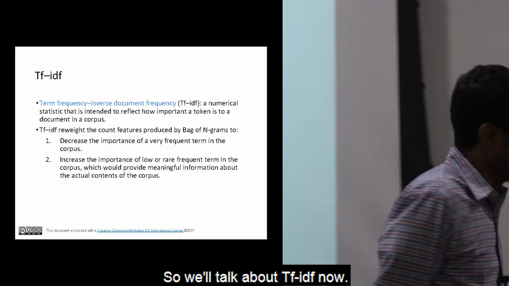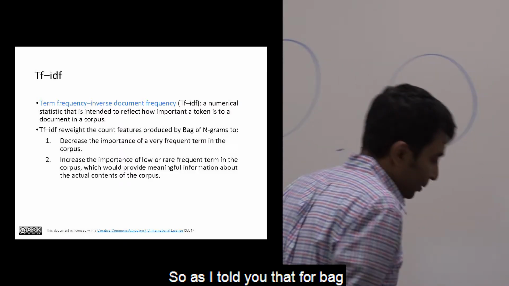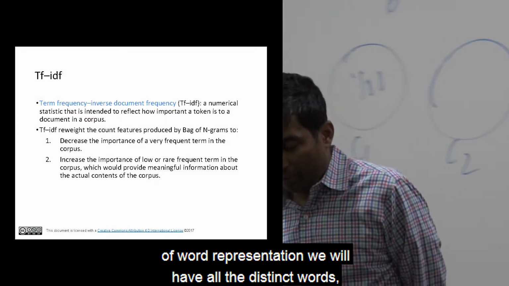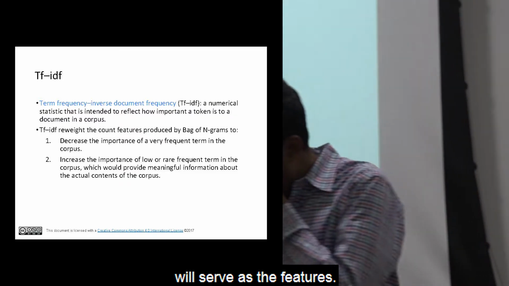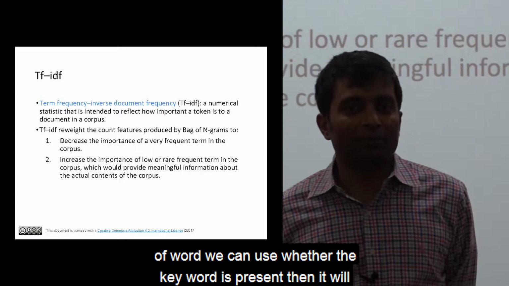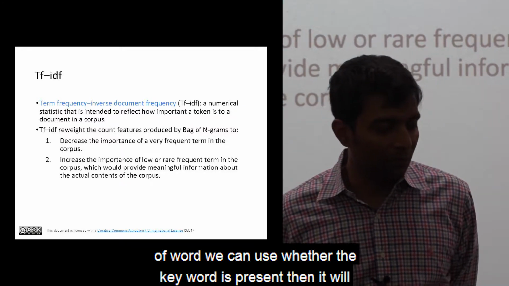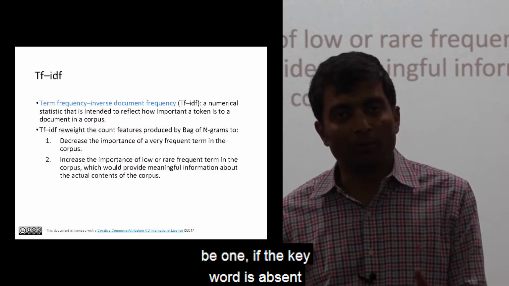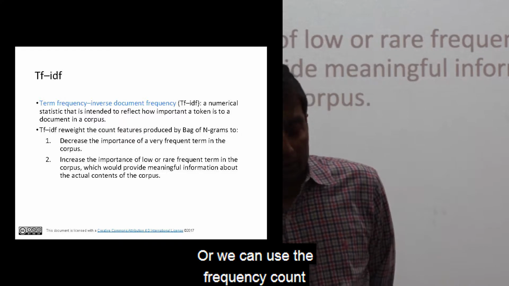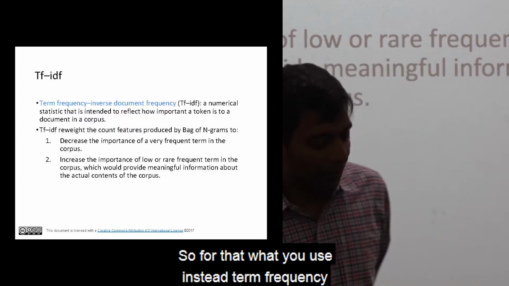So we'll talk about TF-IDF now. As I told you, for bag of words representation, all the distinct words will serve as features, and then for binary representation we can use whether the keyword is present, then it will be 1. If the keyword is absent in the vector representation, it will be 0. Or we can use the frequency count, but that's not that effective.